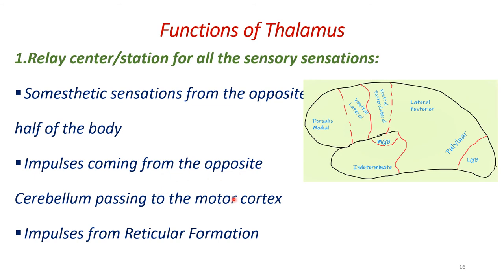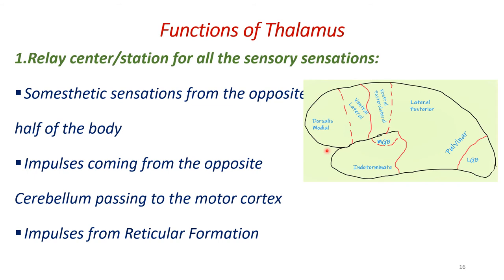How do they reach the motor cortex? It is via the ventral lateral nucleus, which receives its impulses from the opposite cerebellum, and then relays them to area 4, that is the motor area in the precentral gyrus, as well as area 6 of the frontal lobe. Via this, the cerebellum can control or guide motor function.